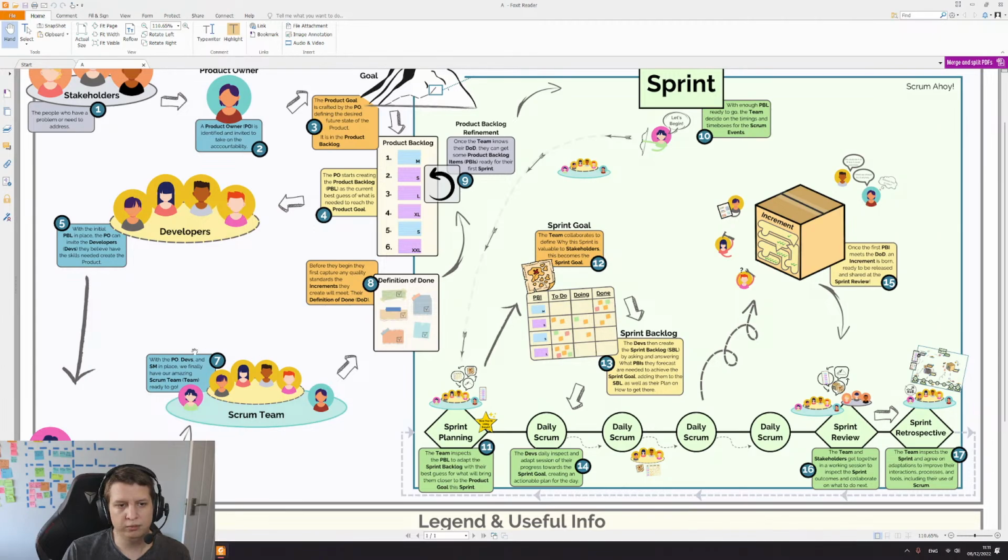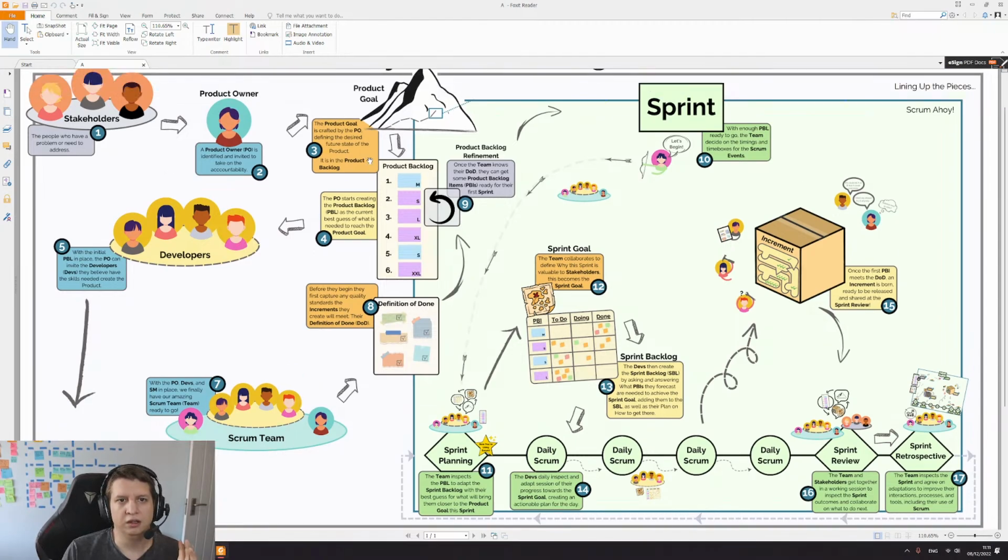The Scrum team is now in place, now that we have all three accountabilities present and accounted for. The product owner, developers, and Scrum Master form the Scrum team, who are accountable together for doing the work of getting to the product goal and getting a done increment delivered every sprint.